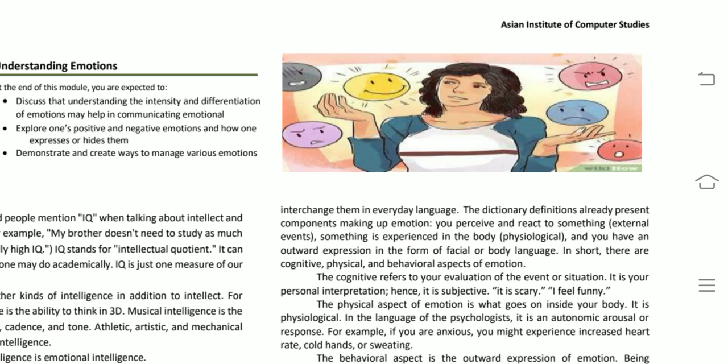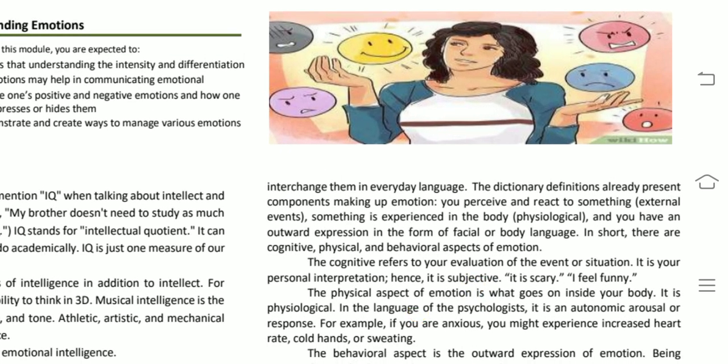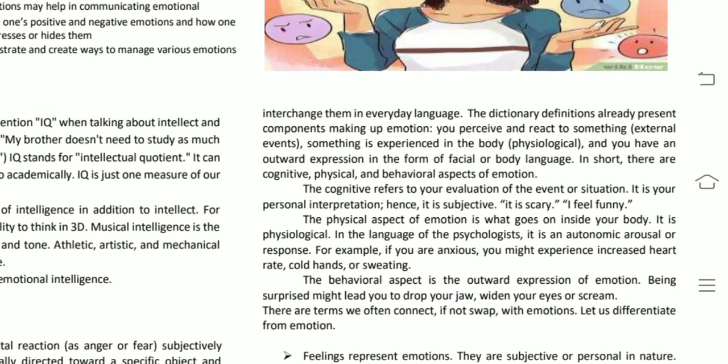'Di ba? So, another one is the expression in form of facial or body language. 'Di ba? Minsan kasi doon siya nakikita. Pag galit ka, natural nakikita sa mukha mo kung galit ka talaga. 'Di ba? So, in short, there are what we call cognitive, physical and behavioral aspect of emotion. So, alamin nga natin yung tatlong yon, yung 3 aspect of emotion.